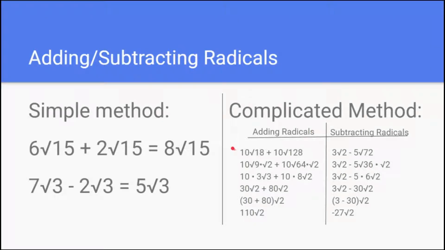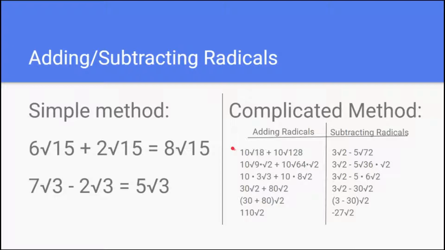Now we're talking about adding and subtracting radicals. When adding or subtracting radicals, you have to make sure that you are combining like terms. So if the number inside of the radical is the same, you just have to combine the coefficients. In this example, it's 6 radical 15 plus 2 radical 15. Since the radicals are the same, you just add the coefficients. So 6 plus 2 is 8, and the radicals stay the same, 8 radical 15.